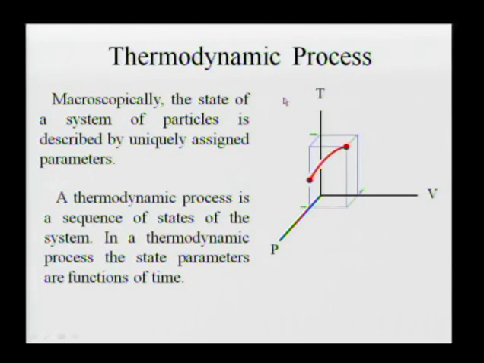In a process, it can change. So here I have different pressure, different volume, and different temperature. So the state of the system did change. And I can continue, and that line which defines those values in time is referred to as the thermodynamic process. A process is actually a sequence, it's a function. The argument is time, and the values of the function are the states through which it goes.